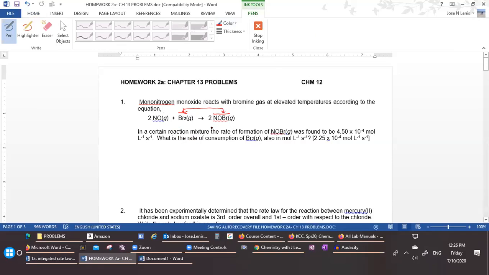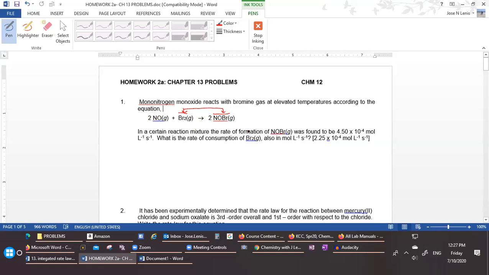So it is important you read the whole problem to know exactly what species will be used during the problem. Notice that here the problem is not mentioning this. It's part of the reaction, but the problem doesn't mention this. So that means we don't have to worry about that.